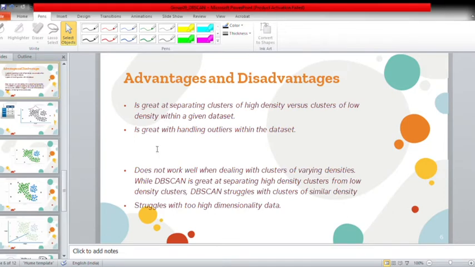And next, what are the advantages and disadvantages? As we have seen, it is great at separating clusters at high density. The disadvantage is that it does not work with clusters of varying density or with high dimensions.